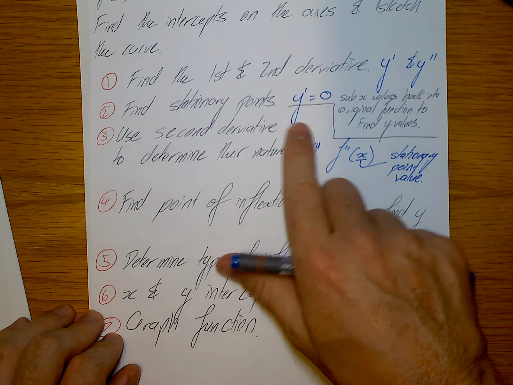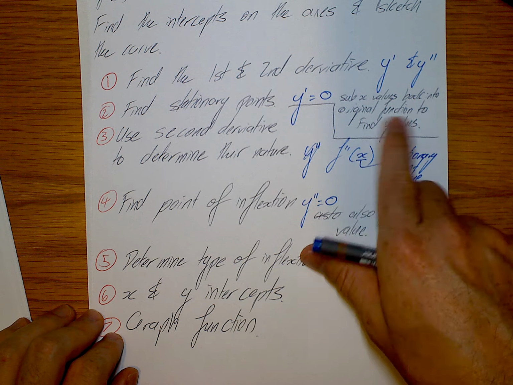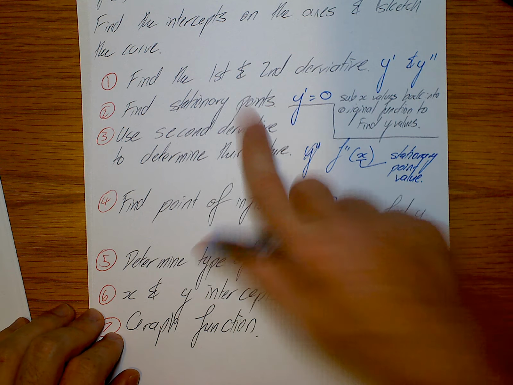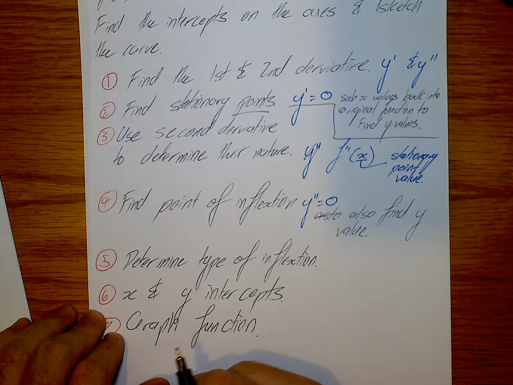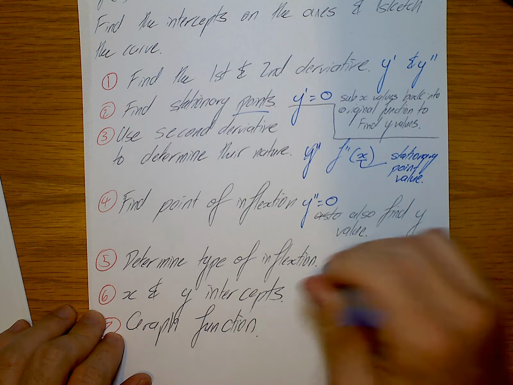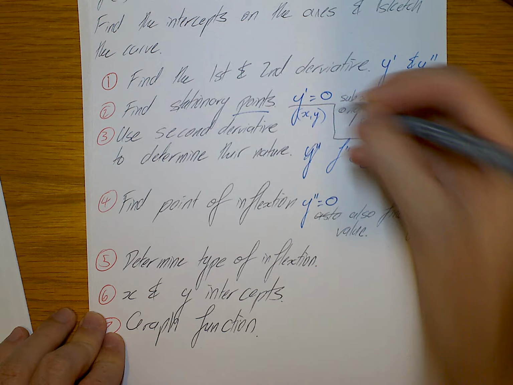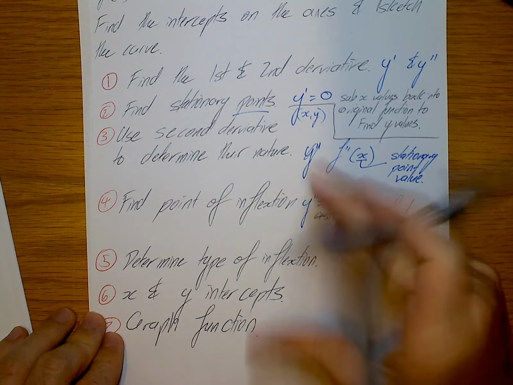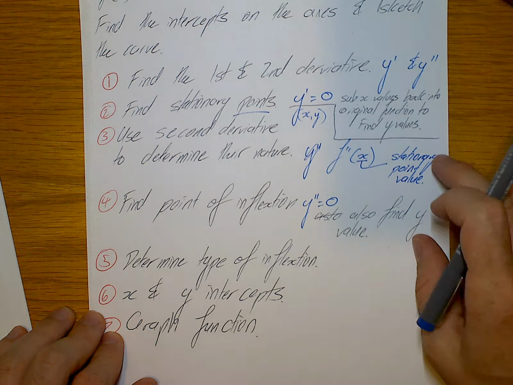Find the stationary points by making our first derivative equal 0. Don't forget to put the x values back into the original function to find those y values. You're after points, okay? Not just x values, you need to find the x and y values for those, so they're going to be in some kind of bracket system like that.